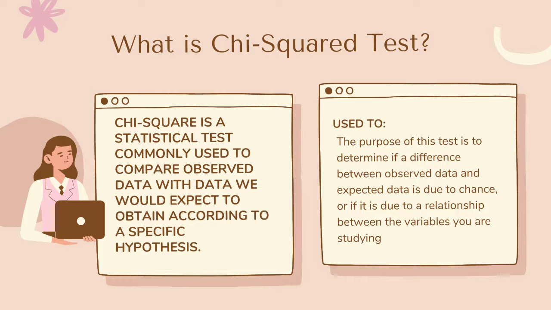the alternative hypothesis. And after that, we are going to compare the observed data with the data we would expect to obtain. So the purpose of this test is to determine if a difference between observed data and expected data is due to chance, or if it is due to a relationship between the variables you are studying.